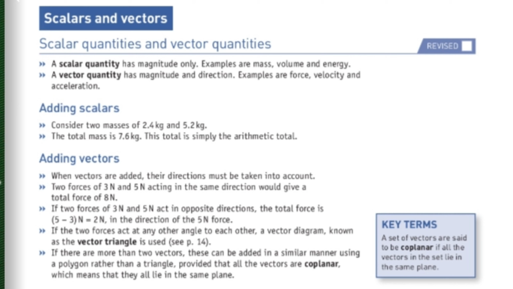If the two forces act at any other angle to each other, a vector diagram known as the vector triangle is used. See page 14. If there are more than two vectors, these can be added in a similar manner using a polygon rather than a triangle, provided that all vectors are coplanar, which means they all lie in the same plane. Key terms. A set of vectors are said to be coplanar if all the vectors in the set lie in the same plane.